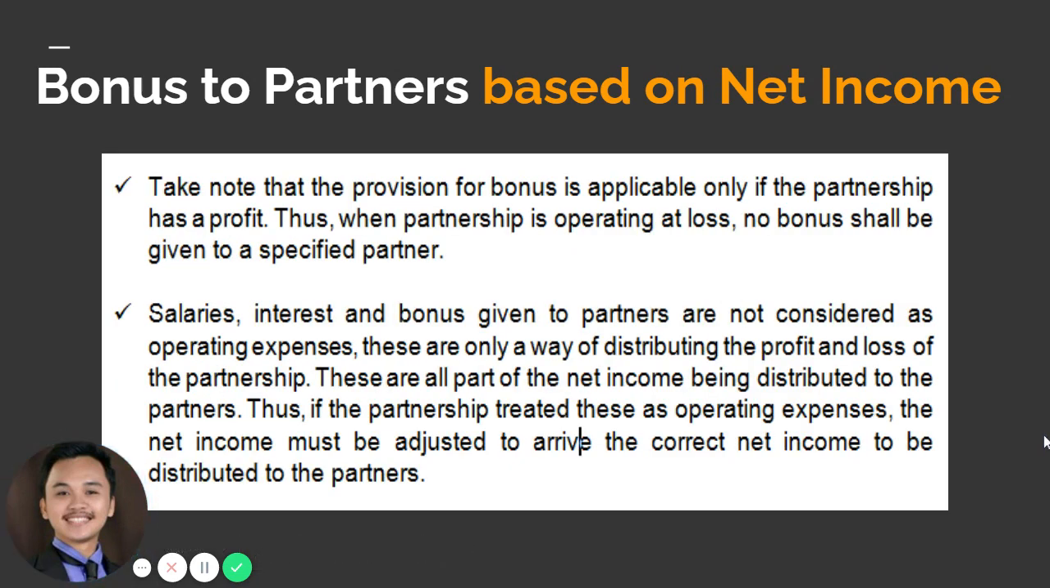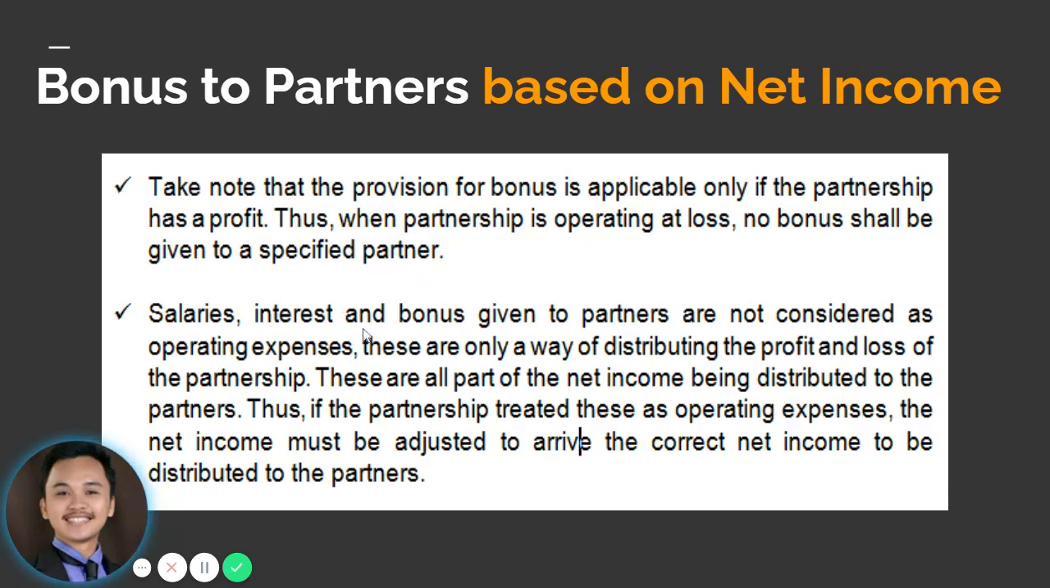Bonus to partners based on net income. Important notes. Provision for bonus is applicable only if the partnership has a profit. So it is not the same as interest and salaries, where even if there is a loss you can still give them. But the bonus will only be provided if there is net profit. Thus, obviously, when a partnership is operating at a loss, no bonus shall be given to a specified partner.